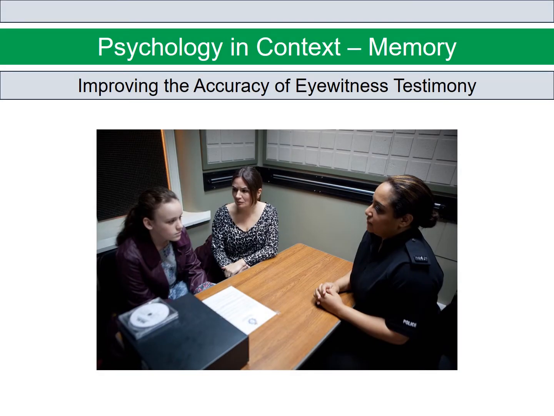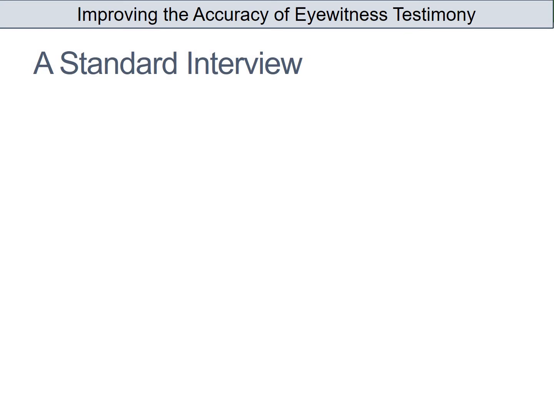Okay, in the last two screencasts, we looked at two possible factors that could decrease the accuracy of eyewitness testimony, so misleading information and anxiety. Now in this screencast we're going to look at how police officers can use a particular interview type in order to increase the quality and the quantity of information that they can take from eyewitnesses, and this is called the cognitive interview.